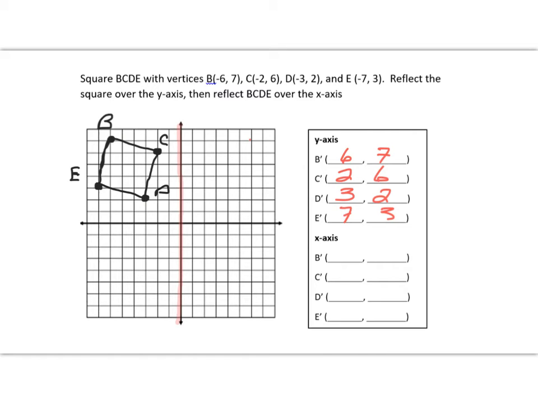So 6, 7 is B prime. 2, 6 is C prime. 3, 2 is D prime. And 7, 3 is E prime. That's reflected over the y-axis. Okay, so let's do the next one.